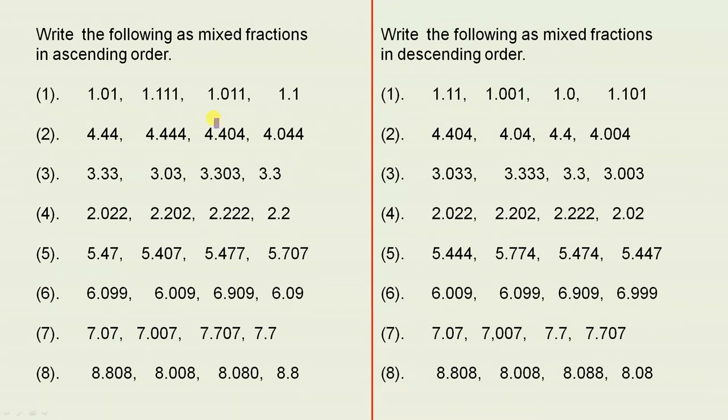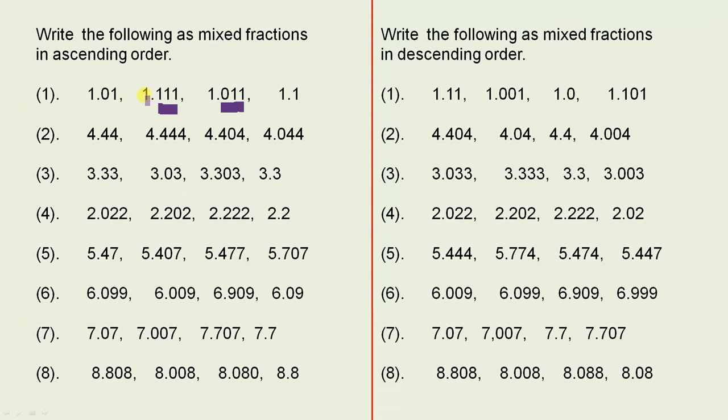Here we have another worksheet. This time we're writing the following as mixed fractions in ascending order. Now we remember what a mixed fraction is. So basically you have a look again and you say to yourself, what is the maximum number of digits after the decimal point? Well, here we have 3 after the decimal point, and here we have 3. So the denominator in the mixed fraction will be 1000 because you have 3 digits.